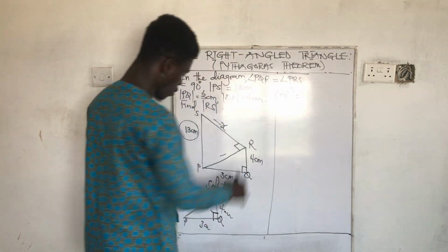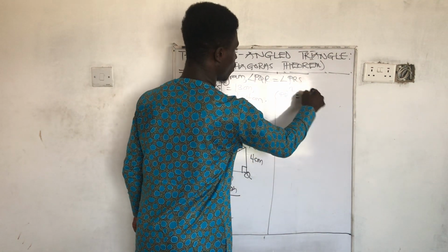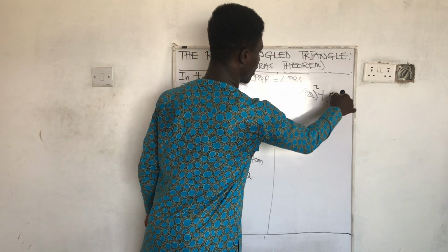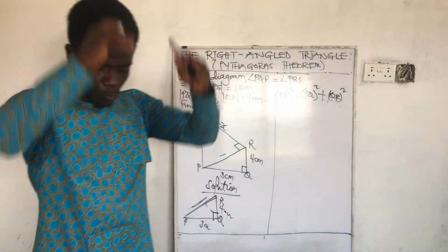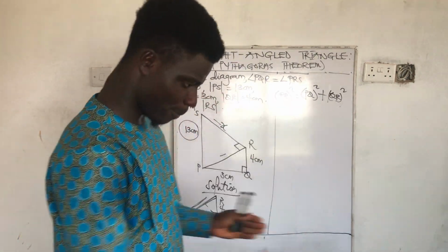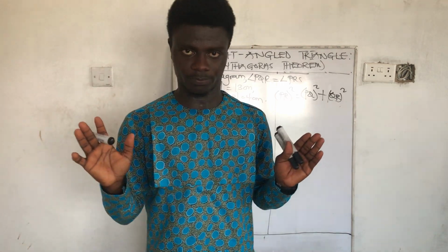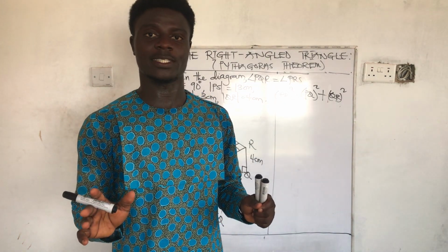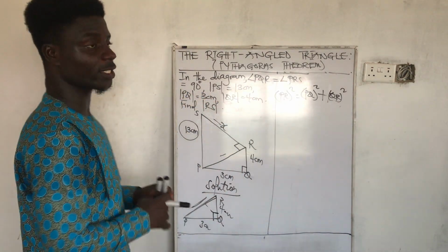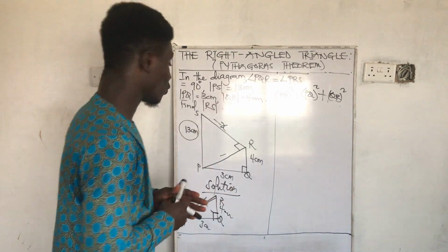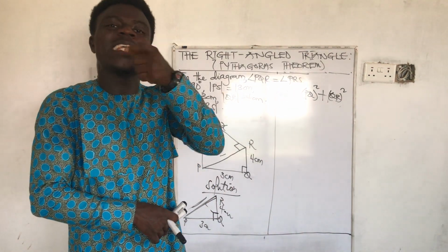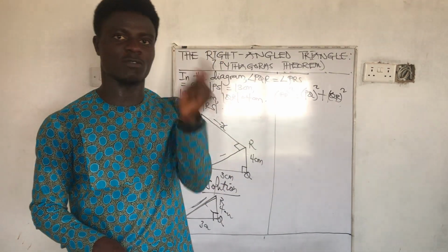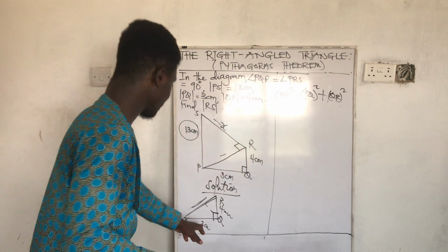PR squared equals the length of PQ squared plus the length of QR squared. If you locate the hypotenuse, then everything will be simple for you, because if you have the hypotenuse, we have everything. The square on the hypotenuse must be equal to the sum of the squares, not the squares of the sum, on the two shorter sides here.